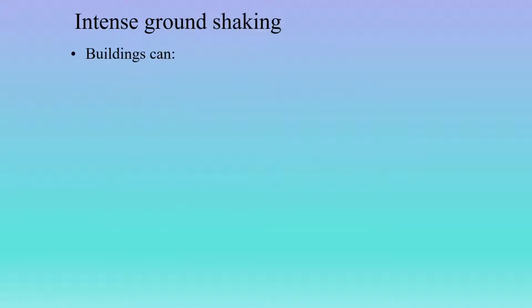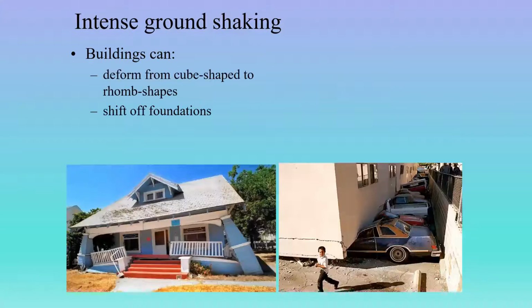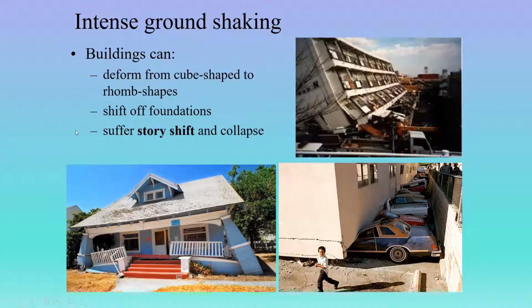So in intense ground shaking, what are some of the issues that it can cause? Buildings can deform from cube shapes to rhomb shapes, so going from cubic to rhombic, right? That's not good, right? They can shift off their foundations. And check out this building here, this apartment building, right? Basically what happened is this whole building just went ka-thump, ka-thump, ka-thump, and then landed on top of all these cars. And now you have a mobile apartment building, I guess, right?